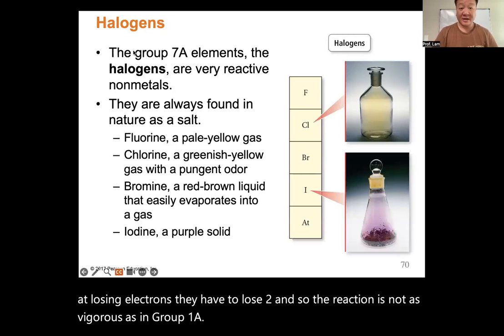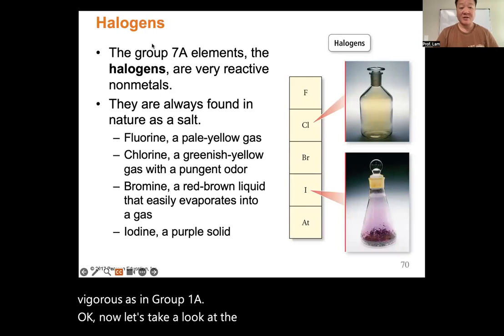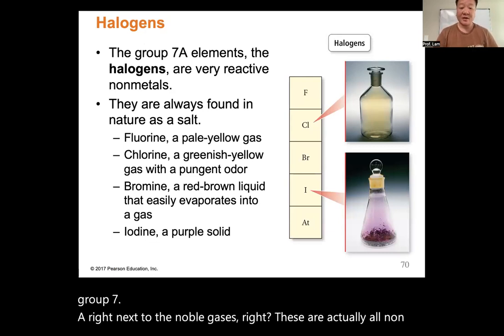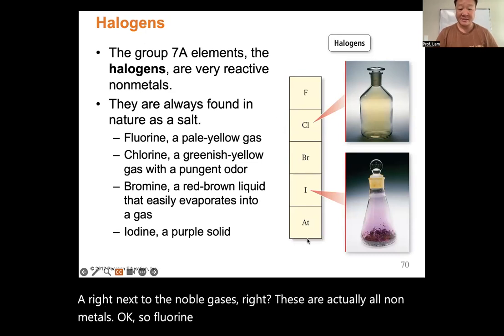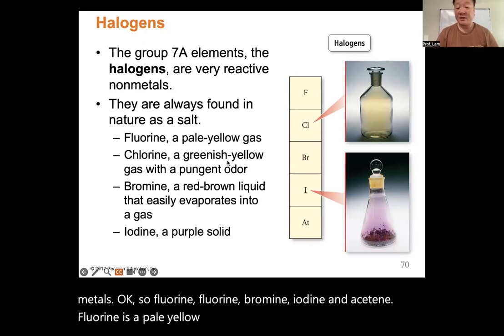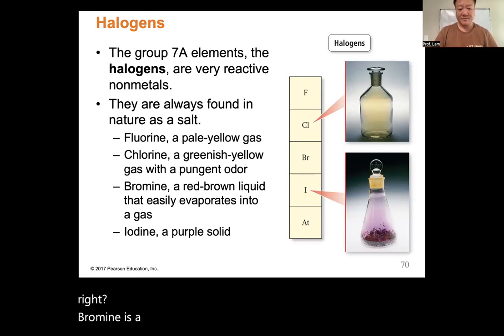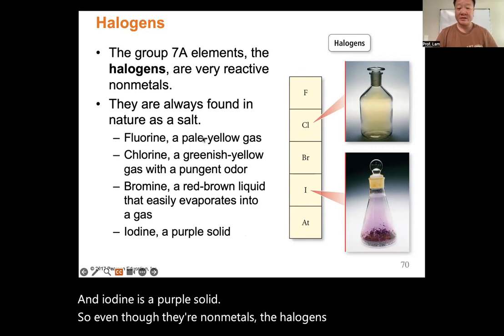Okay, now let's take a look at the halogens, right? So the halogens, group 7A, right next to the noble gases, right? These are actually all nonmetals. Okay, so fluorine, chlorine, bromine, iodine, and astatine. Fluorine is a pale yellow gas. Chlorine, a greenish yellow gas. That's really pungent. So if you've been in a swimming pool that's treated with chlorine, you can smell that, right? Bromine is a liquid, and iodine is a purple solid. So even though they're nonmetals, the halogens are quite varied, right, in as far as states of matter.